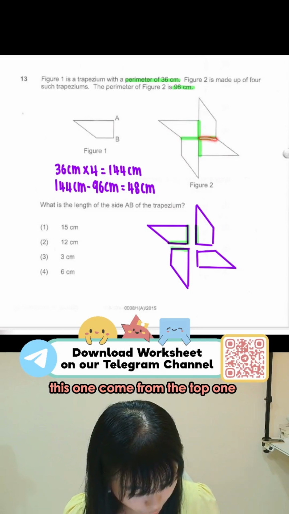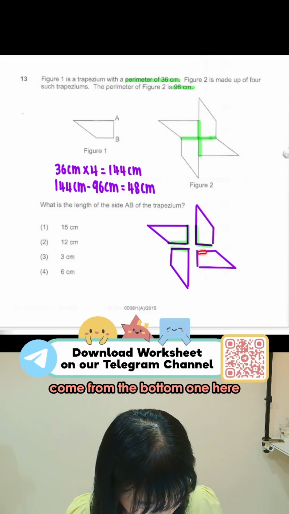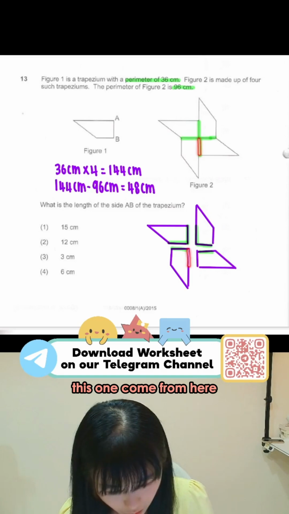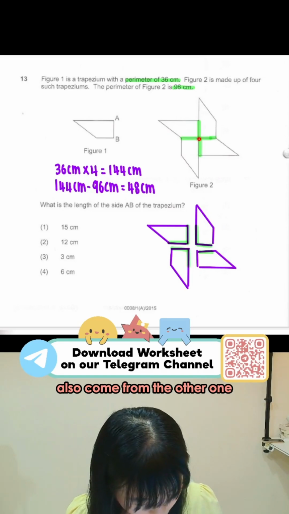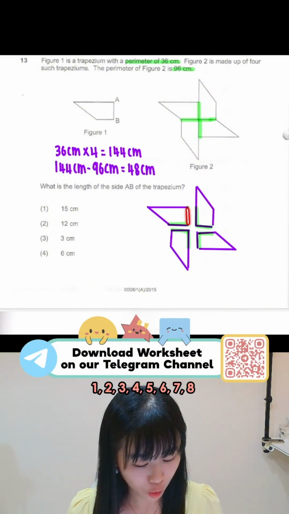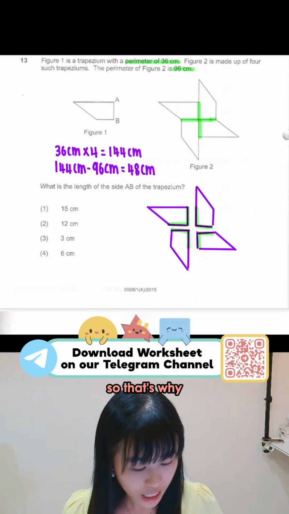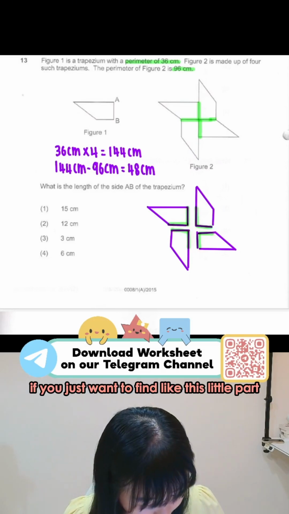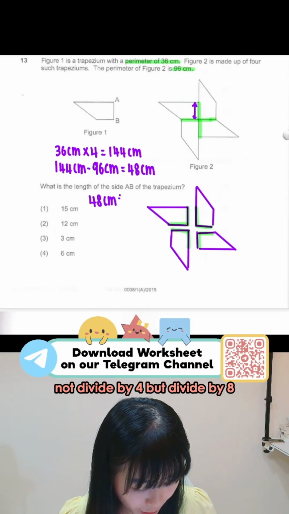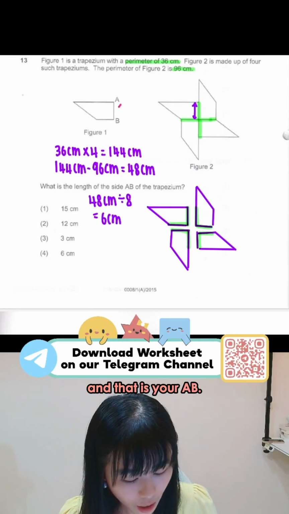This one comes from the top one. At the same time, this one also comes from the bottom one here. And then the last one, this one comes from here. And then this one also comes from the other one. So total how many hidden inside? 1, 2, 3, 4, 5, 6, 7, 8. Not 4 but 8. So that's why if you just want to find like this little part, not divide by 4, but divide by 8. And that will give you 6 cm. And that is your AB.